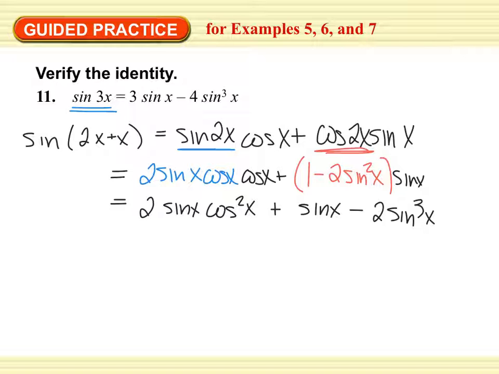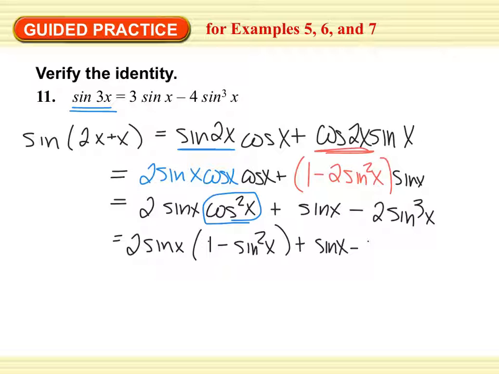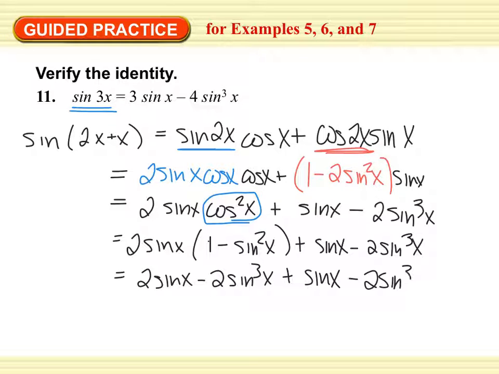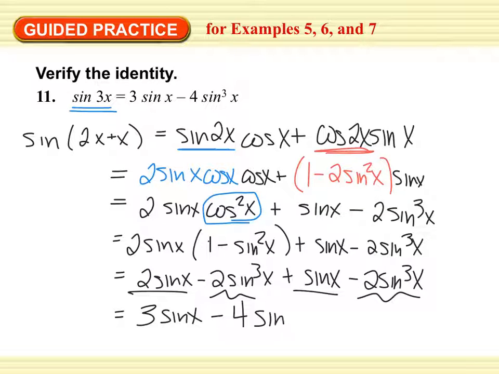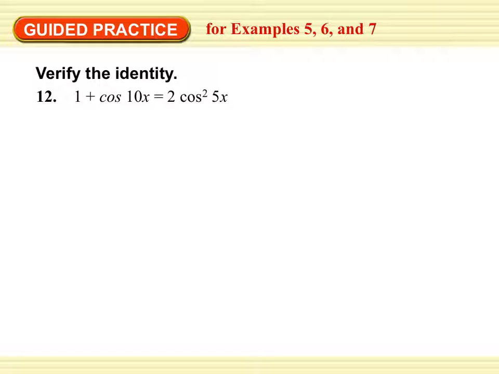This is where I sort of forget what to do, but I recognize this right here and I remember what I did in my last example. I've got 2 sine x. I'm going to change that cosine squared x into 1 minus sine squared x, which is the Pythagorean identity, plus sine x minus 2 sine cubed x. I can distribute this 2 sine x: 2 sine x minus 2 sine cubed x plus sine x minus 2 sine cubed x. Let's see. I've got these two, which gather to 3 sine x, and these two, which gather to 4 sine cubed x. Phew, that's tough work. Good job. Okay, let's verify this identity. I've got the left side and the right side.